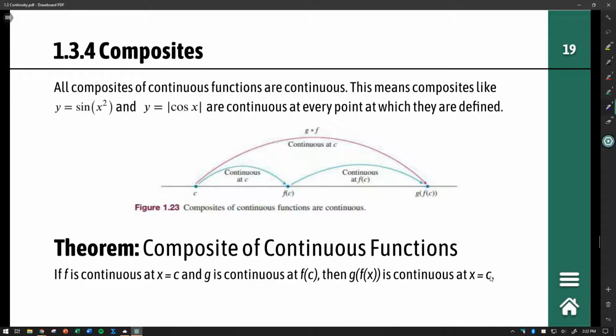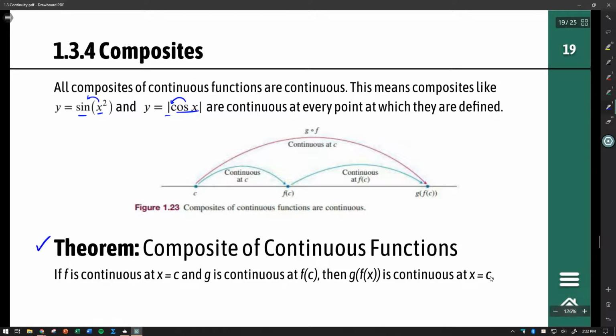This means that composites such as the sine of x squared, so x squared went into the sine function, or the absolute value of the cosine of x, so cosine of x went into the absolute value function. Those are all continuous because they're composites of continuous functions. Sine x is continuous, x squared is continuous, absolute value is continuous, cosine x is continuous.